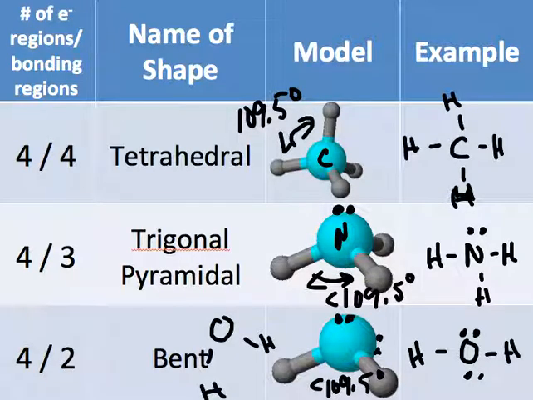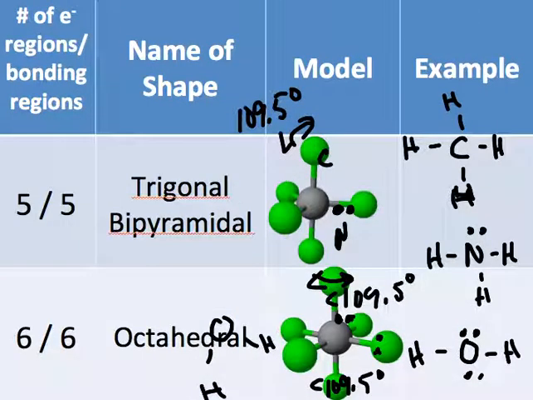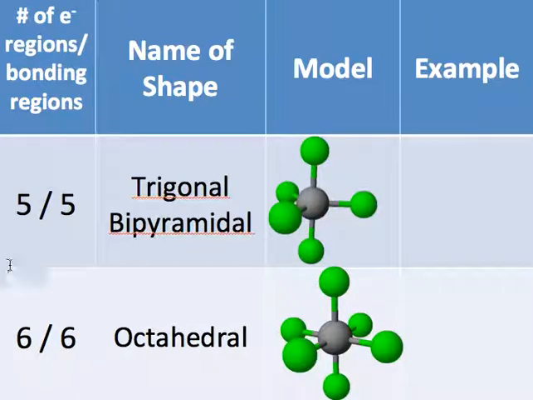And then the last two: we have 5 regions of electrons around the central atom, and 6 around the central atom. We're going to stick with there being no lone pairs. Those of you taking AP Chemistry next year, we will add it: what if there's only 4 bonding or 3 bonding or even 2 bonding, and add in lone pairs. But for our purposes in this class, we do not need to do that.